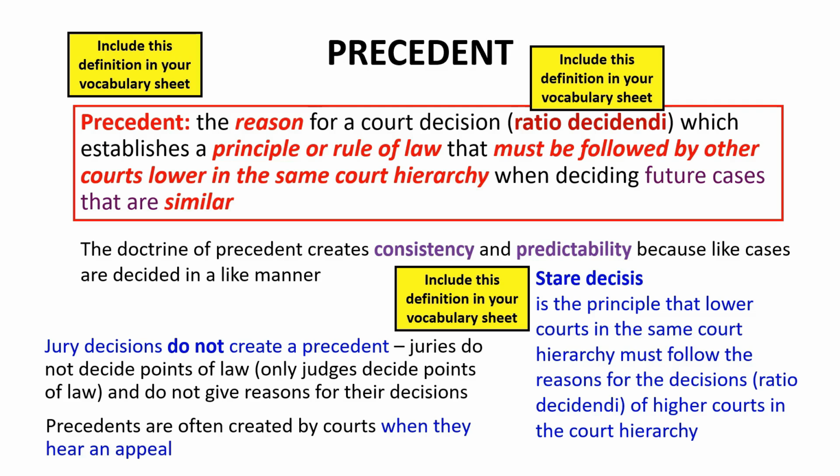The second advantage of the doctrine of precedent is that it creates predictability. That is, if a new case is similar to a case that has set a precedent, then the lawyers for the parties are able to advise their clients that the new case is likely to be decided in accordance with the precedent that's already been established. This means that the parties are able to avoid the expense and time of fighting a court case where the issue has already been decided in a previous court case.